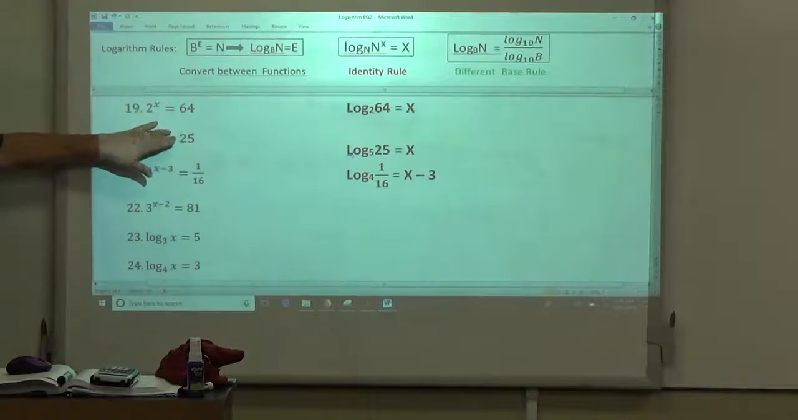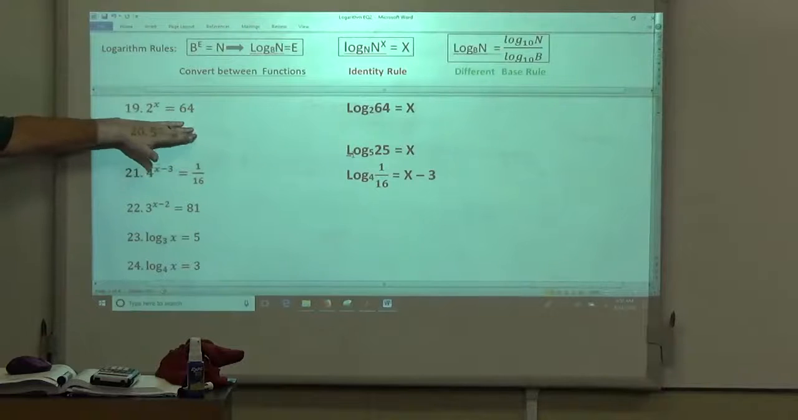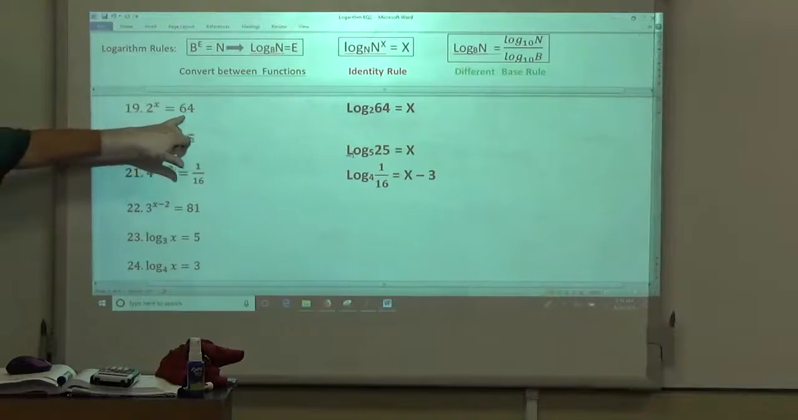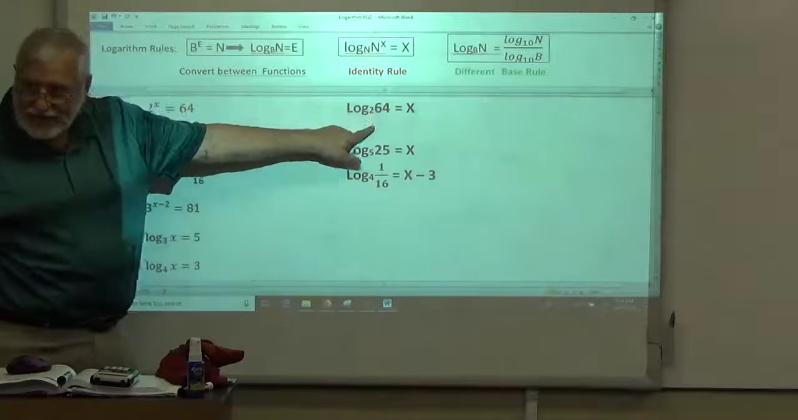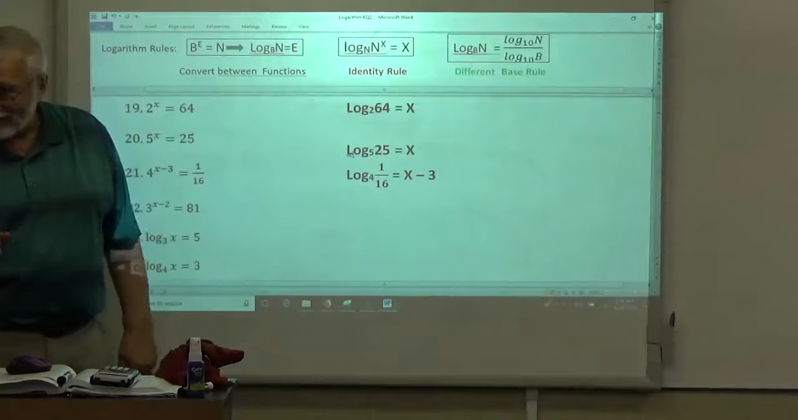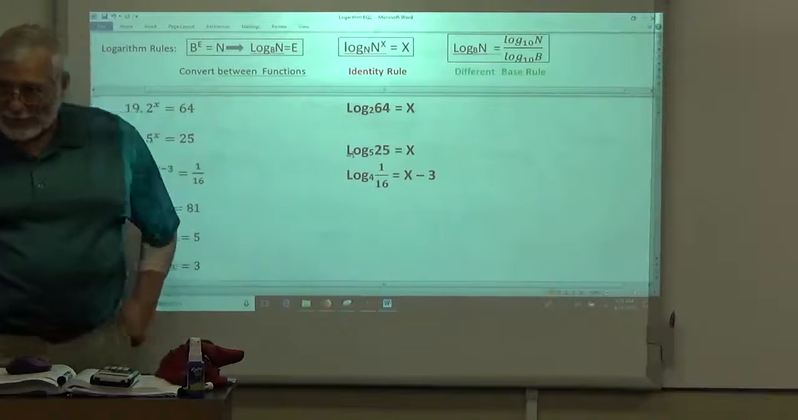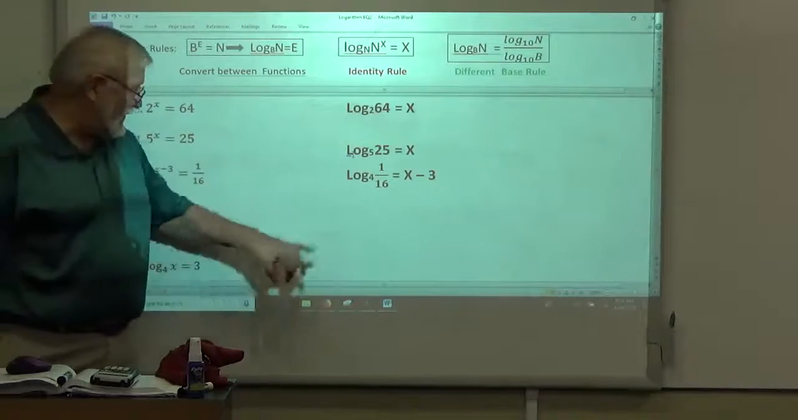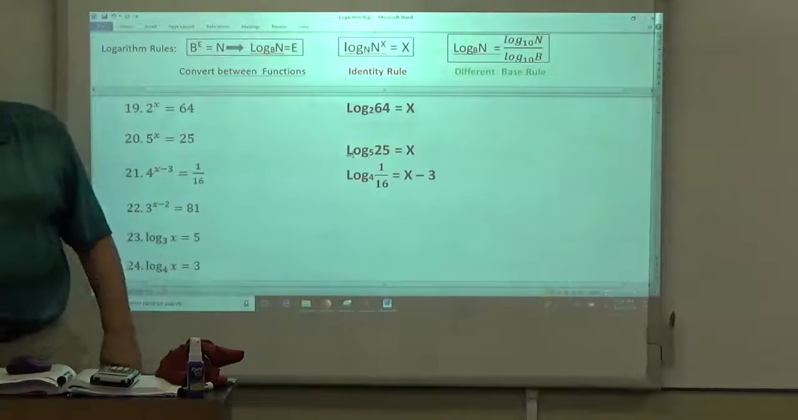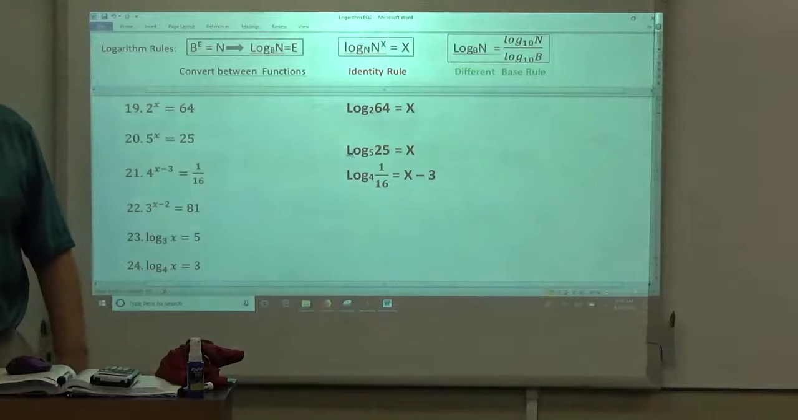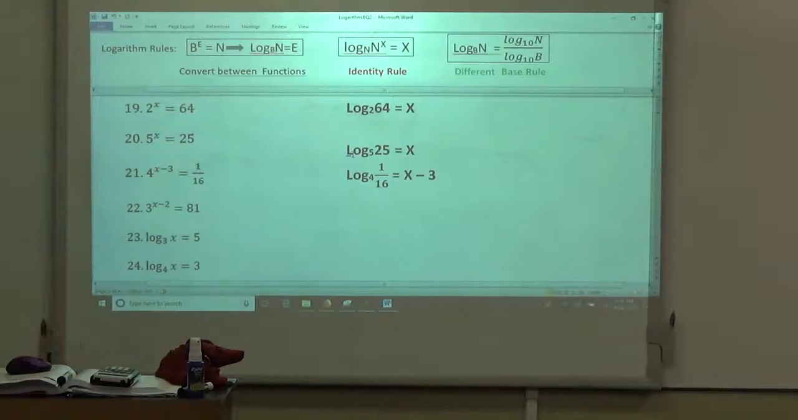Now, here's our problem. This is an exponent form that can be changed into a logarithm. What's the logarithm form of this? Log base 2 of 64 equals x. Now, when you have this, we have a rule. What's the rule? Log 10 divided by log 2. Log 64 divided by log 2. Okay, and does that calculator work? Get the answer.